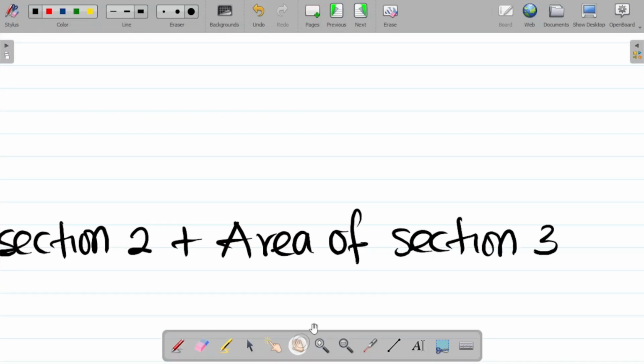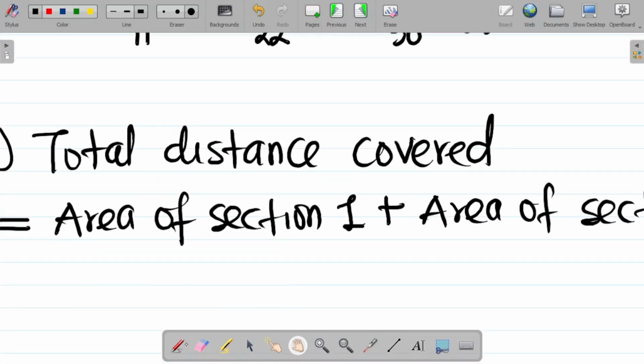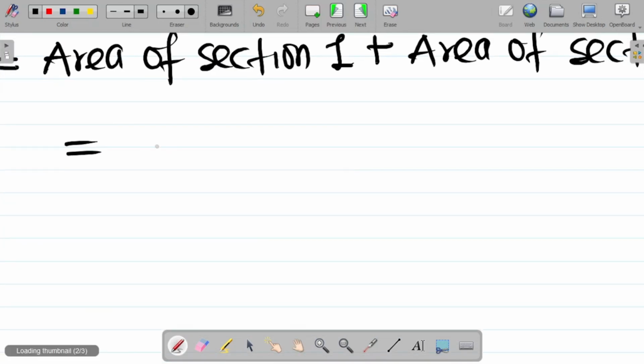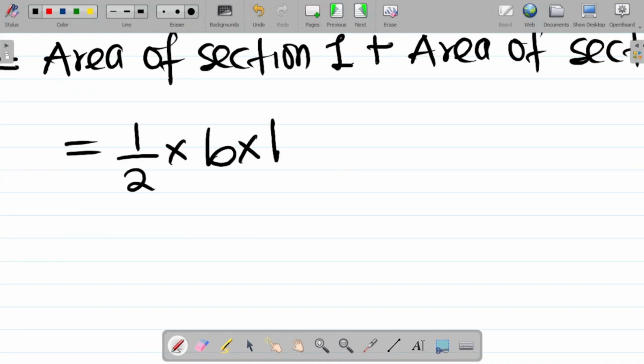All right, let's get this done. Let's start with section 1. That's equal to, for section 1, I had a triangle. For a triangle, I have half times base times height, plus this for section 1.